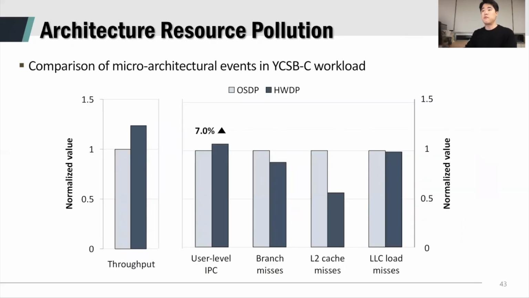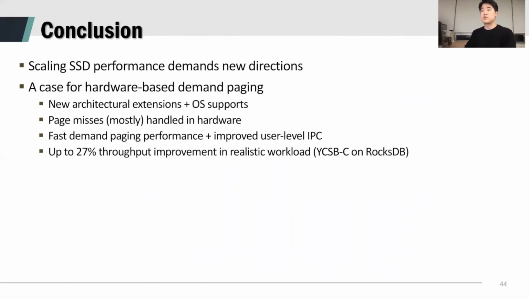We also verified how well our scheme suppresses architectural resource pollution by eliminating page faults. We measured the number of branch and cache miss events and user-level IPC of the YCSB-C workload. The workload showed 25% throughput improvement and its user-level IPC was also increased by 7% due to the reduced miss events. Now the conclusion of this talk.